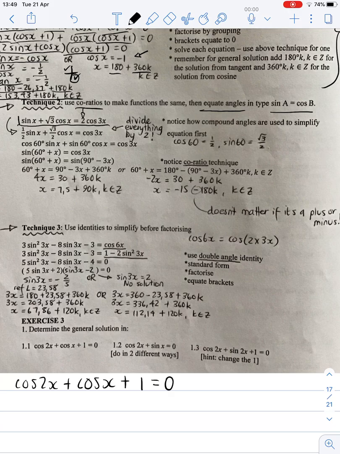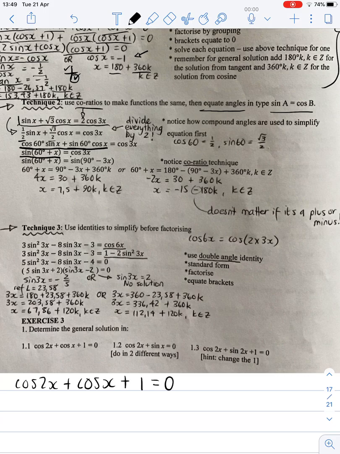You might not realize why you're doing this, but you are hoping to establish a compound angle in action. So my half is replaced with a cos 60, and my root 3 over 2 is replaced by a sine 60. Then my left-hand side entirely, cos 60 sine x plus sine 60 cos x, is a sine compound angle, which makes it sine of 60 plus x.